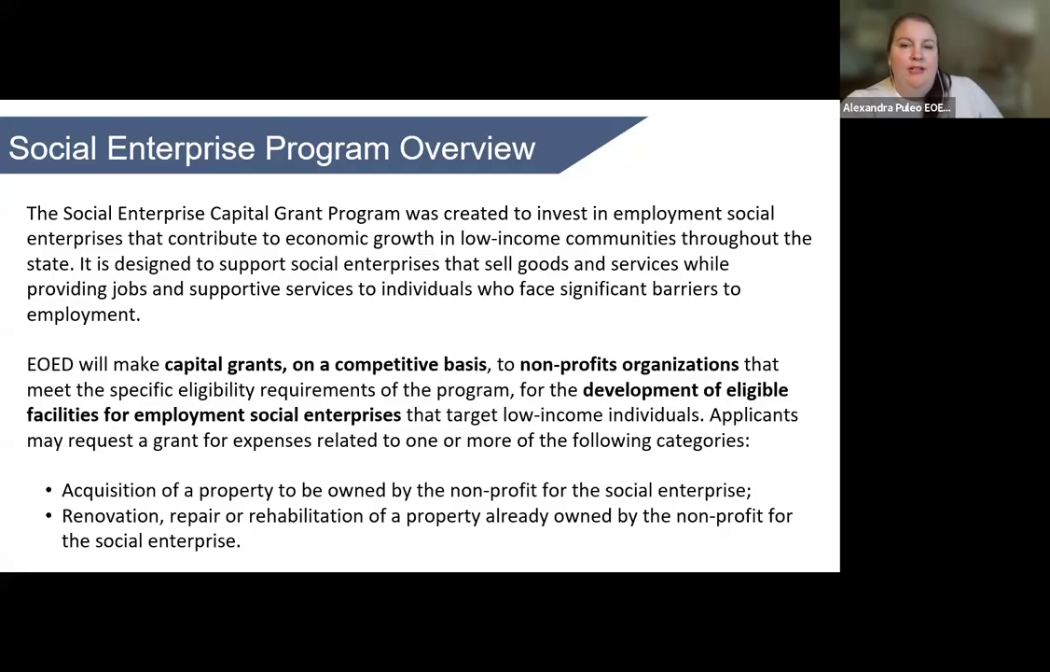The second type of grant that we make through this program is for renovation, repair, or rehabilitation of a property that's already owned by the nonprofit for the social enterprise. So this can include renovating a property you already own. Maybe you have a social enterprise that does carpentry services. Maybe you want to renovate your wood shop, for example. That would be a renovation project for a property that's already owned.